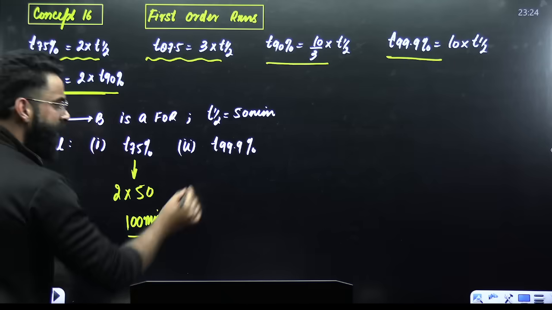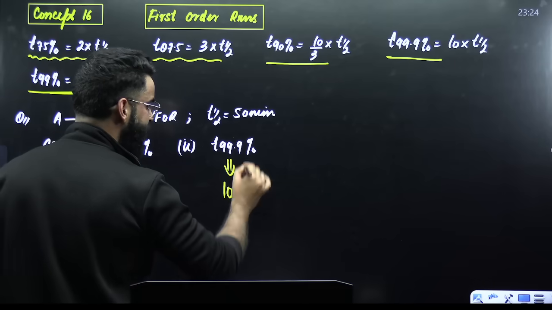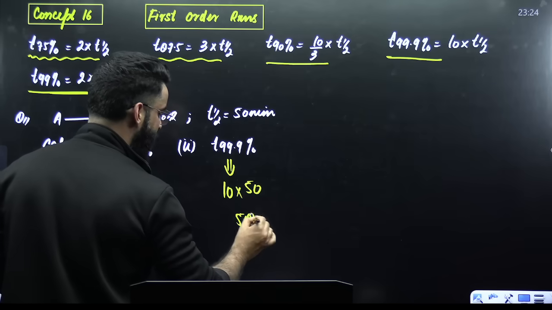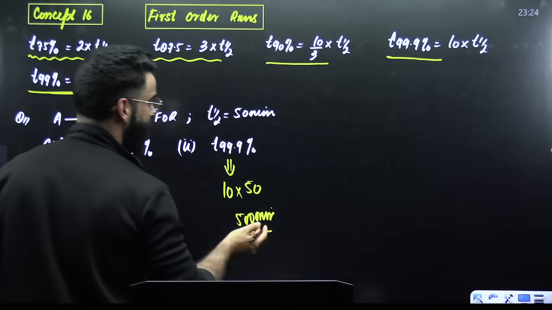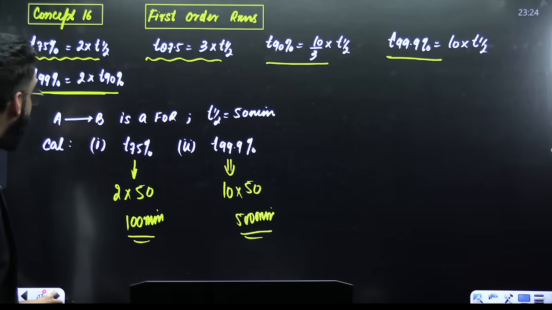Answer is 100 minutes. Time taken to complete 99.9% of the reaction. That's nothing but 10 times half-life. So 10 into 50, that comes out to be 500 minutes. So these sort of questions, anything can be asked out of these. So remember these values directly. Perfect. This will be very beneficial for you.